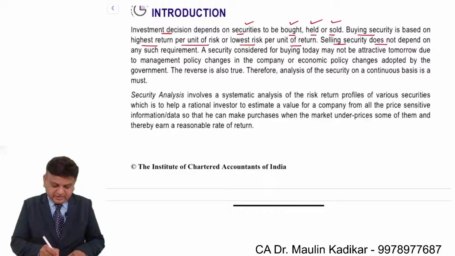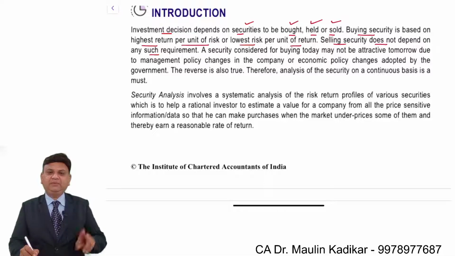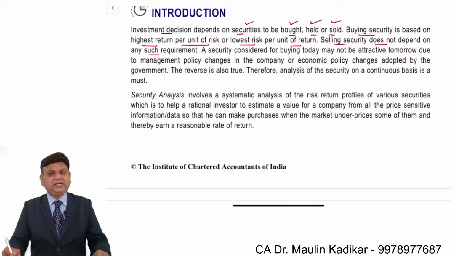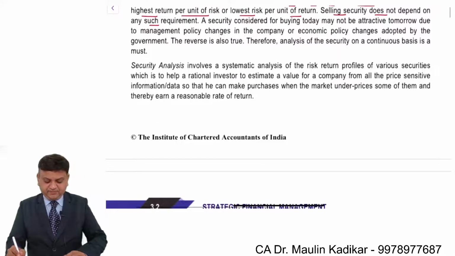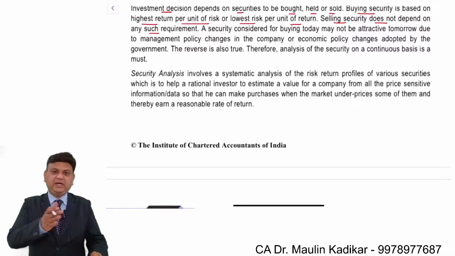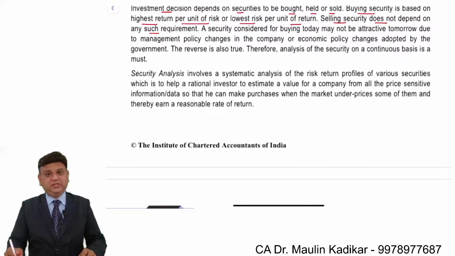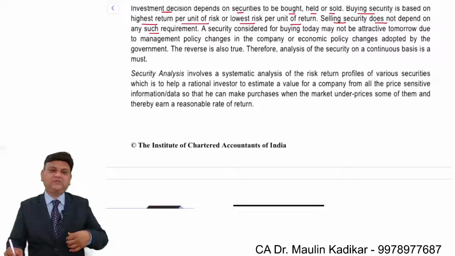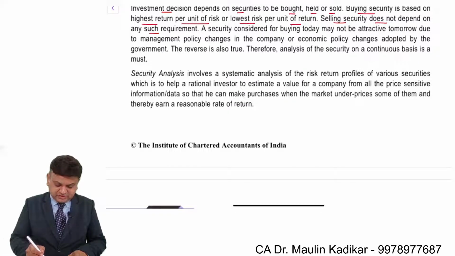Selling a security does not depend upon any such requirement. The selling of a security may be because of two reasons. One is that you are in need of funds. Then, of course, you have to sell the investment, even though the investment is lucrative. The other reason is that the investment is not lucrative, and you churn your investment. You sell the existing investment and buy a new security. Those are the two reasons because of which we go for selling of the security.